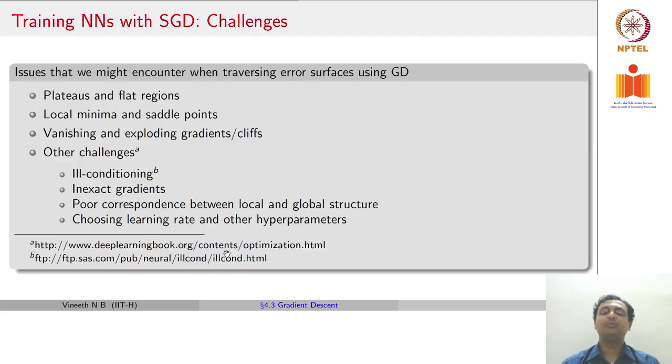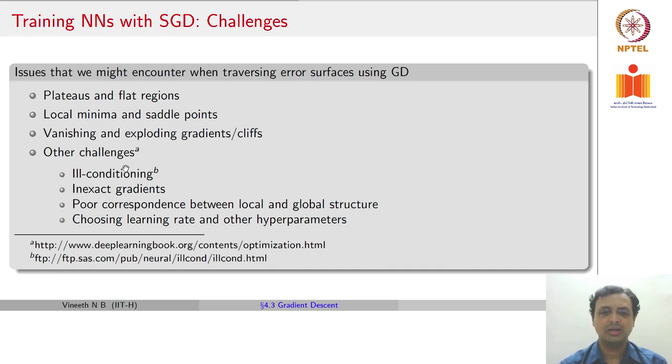That summarizes the various methods of improving gradient descent while training neural networks. Some of the issues that we saw are plateaus and flat regions, local minima and saddle points. Other issues that we will see as we go forward are vanishing and exploding gradients. As neural networks become deeper and deeper, the gradients that propagate from the last layer to the first layer can keep vanishing or exploding. That can cause what are known as cliffs in the error surface. We will see this a bit later.